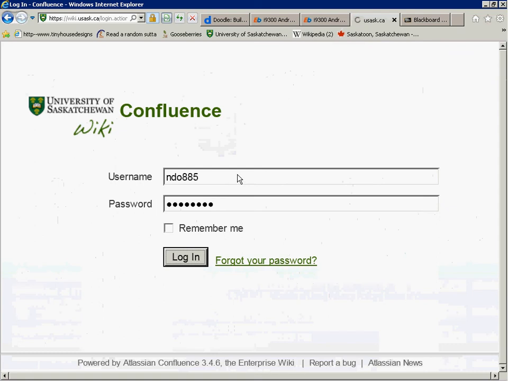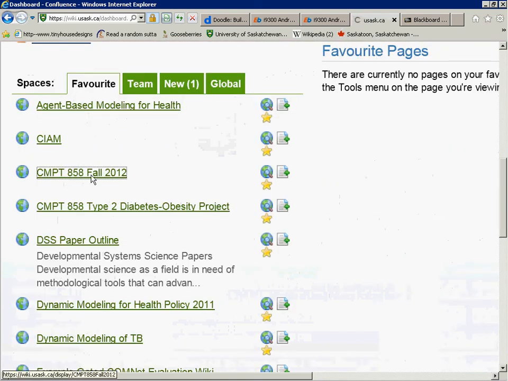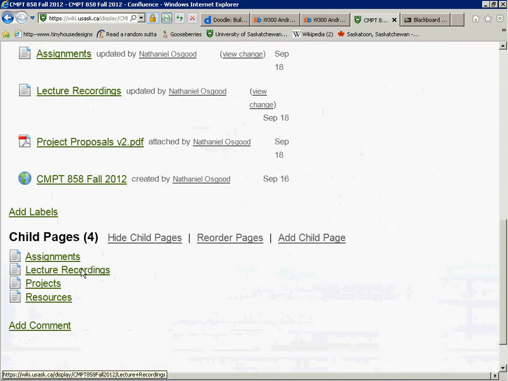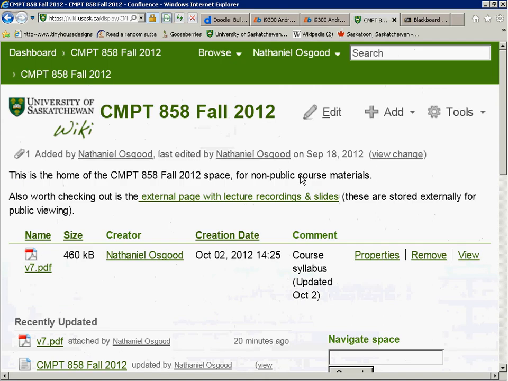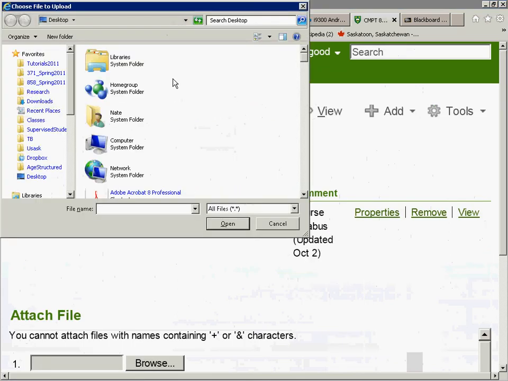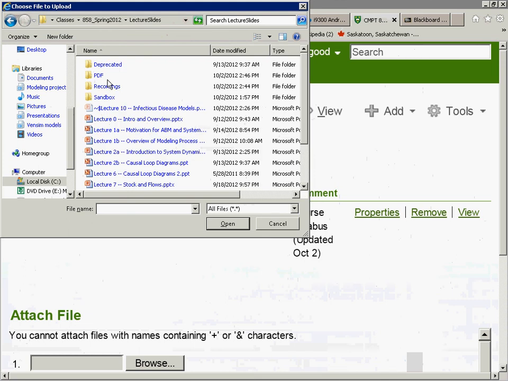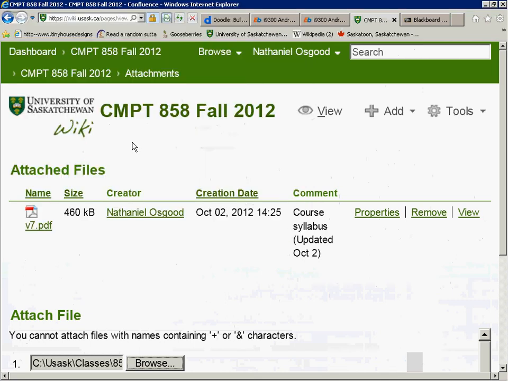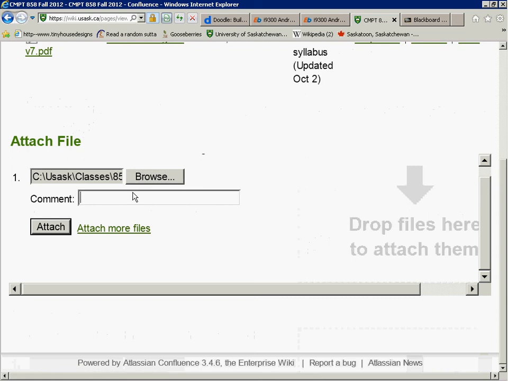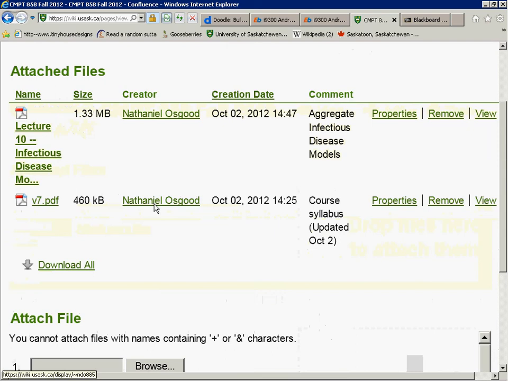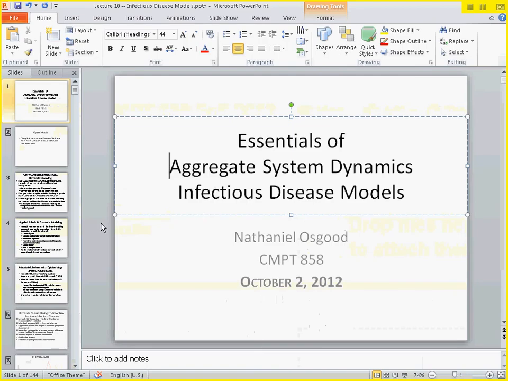Okay, so here we go, and I'll go in and post them in the lecture area. Well, okay, I'll just post them to the main page right now, and I'll have to go back and futz with them. So I'll go to attachments and attach these files. Classes. Boom. And then lectures, PDF, and then infectious disease models. Okay, and aggregate infectious disease models. So this is on the wiki. If any of you don't know about this wiki, let me know, and I'll make sure that you have access.